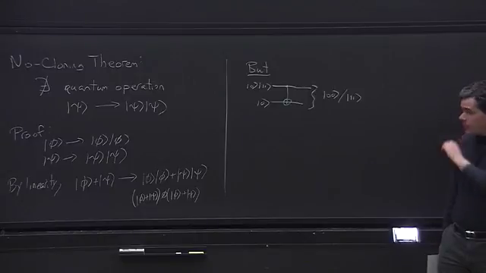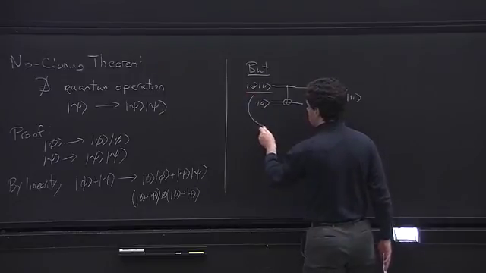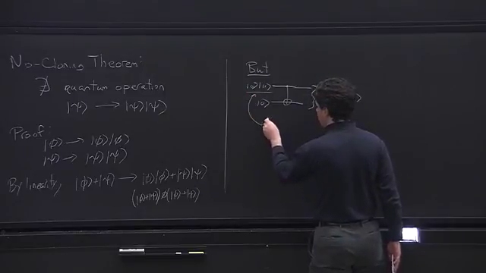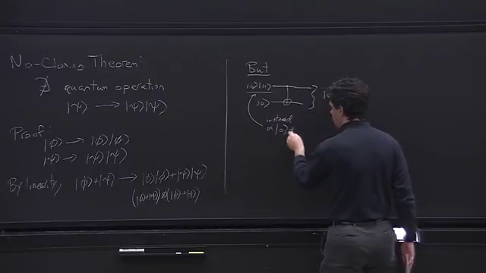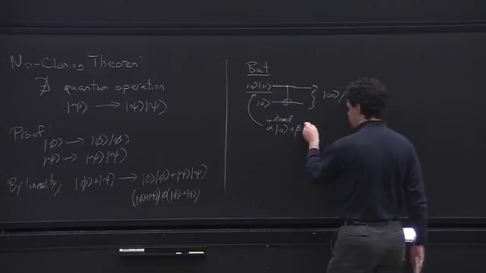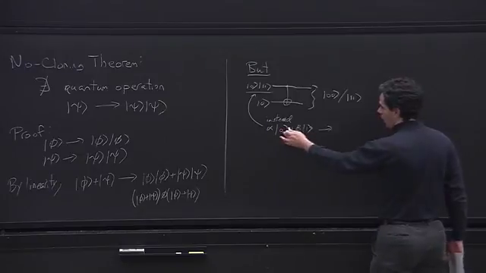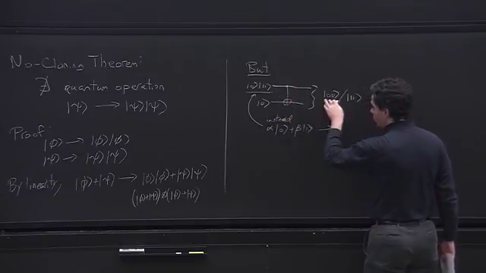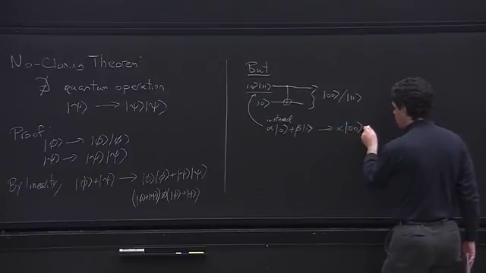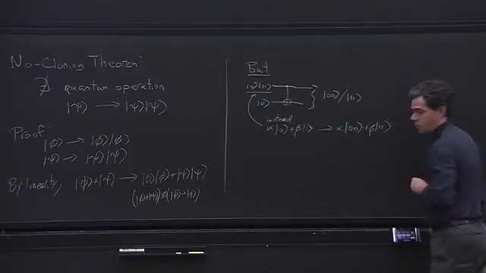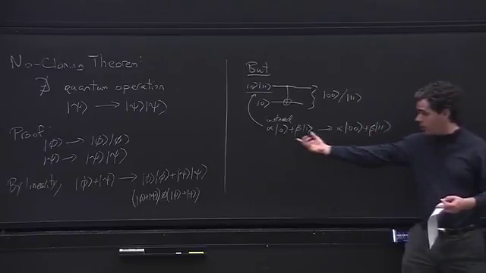But it only copies these basis states. Let's see what happens if we put in something that's not a basis state. So if we put in, instead, alpha 0 plus beta 1, what do we get on the output? Well, the 0 term becomes 0, 0. The 1 term becomes 1, 1. So we get alpha 0, 0 plus beta 1, 1, which is an entangled state. It's not the tensor product of two copies of this thing.